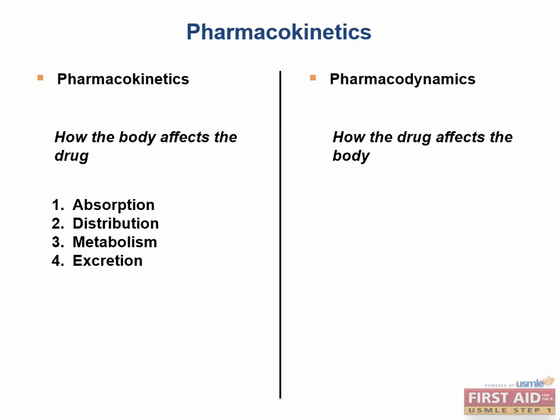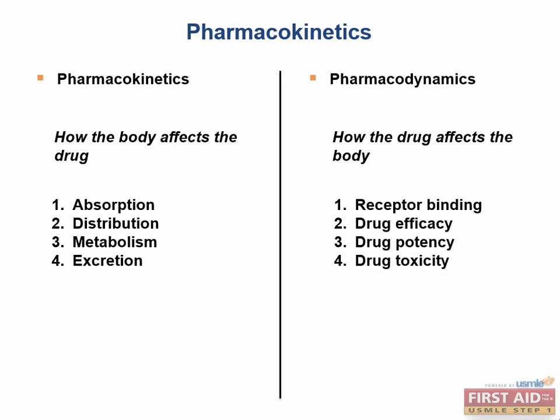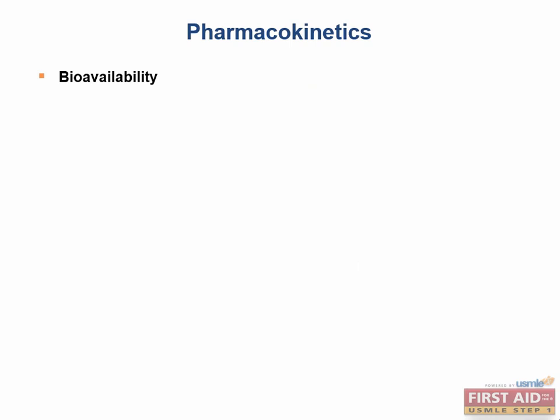Pharmacodynamics is how the drug is going to affect the body. One way to remember this is that drug and dynamics both start with D, so pharmacodynamics is how the drug affects the body. Pharmacodynamics covers the concepts of receptor binding, drug efficacy, drug potency, and also drug toxicity. We will focus first on the pharmacokinetics, or how the body affects a drug.